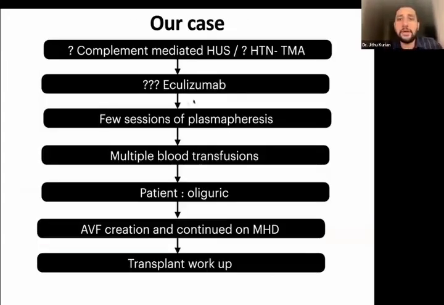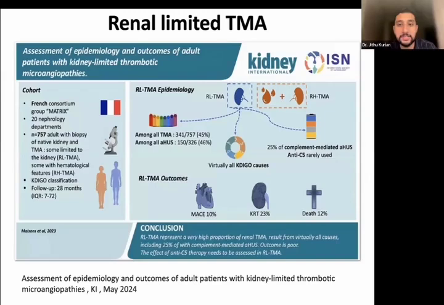So this was our diagnosis. We were not sure. If we had eculizumab, probably I would have tried, but we didn't have it because that was not reachable. We did few sessions of plasmapheresis, but with no recovery. The patient required multiple blood transfusions. She was oliguric, and AVF was created, and she was continued on dialysis. Considering a young lady at this age, we wanted to go ahead with the transplant.